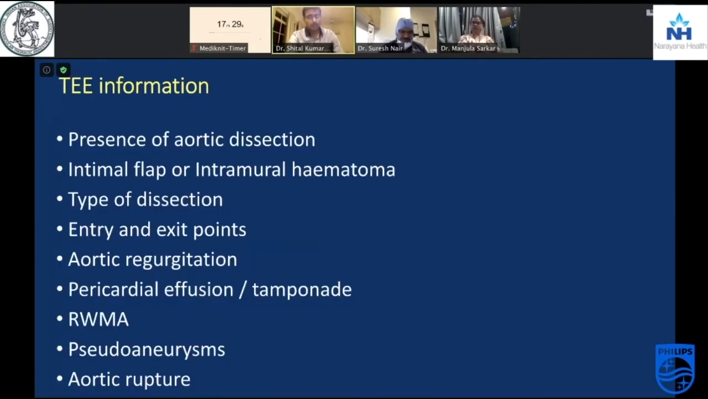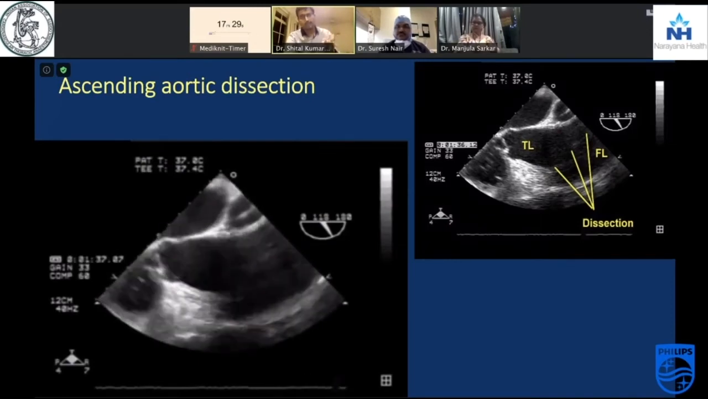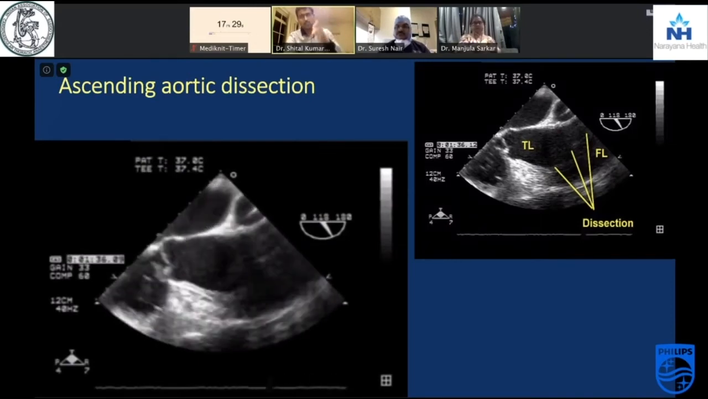And what we are looking for in TEE information is: one, presence of aortic dissection, intimal flap or intramural hematoma, type of dissection, entry points and exit points if it's possible to identify, aortic regurgitation, pericardial effusion, tamponade, regional wall motion abnormalities, pseudoaneurysms, and aortic rupture. So I'll have the pictures for all the dissections: ascending, arch, and the descending.